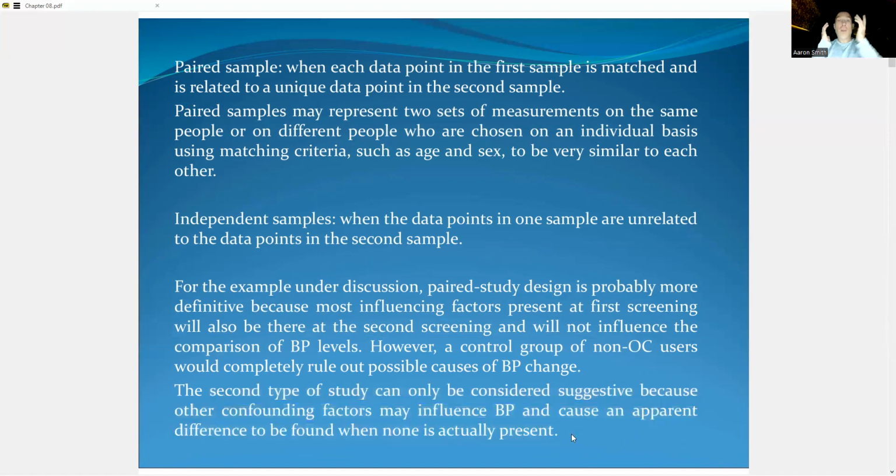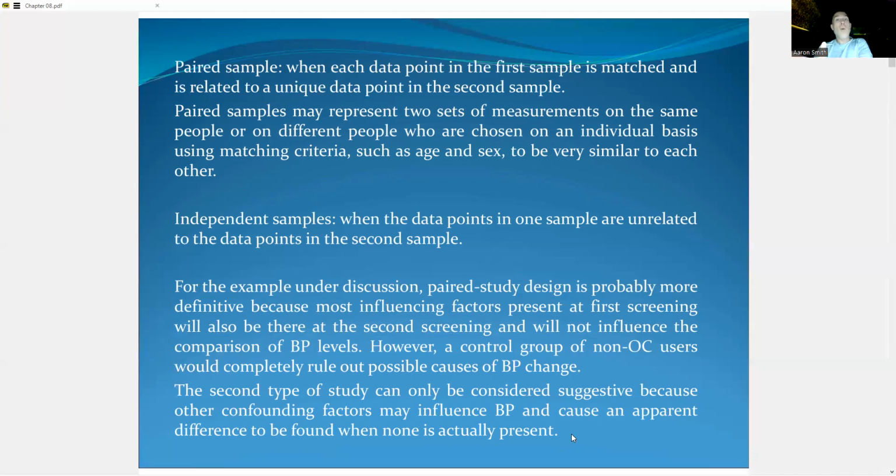All right, so here we've got this trade-off going on. The paired matching aspect, where I use the same woman before contraceptive and after contraceptive in the analysis, is a more definitive, more solid analysis, but it's harder to execute, it's more expensive, it's more time consuming.